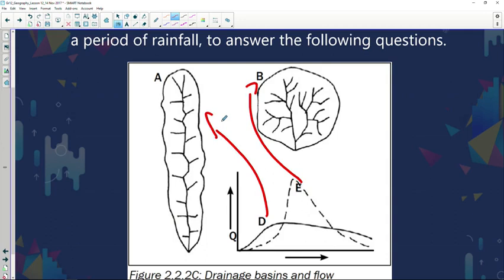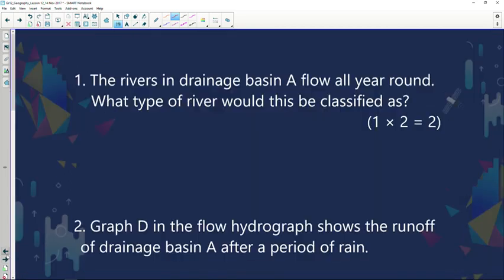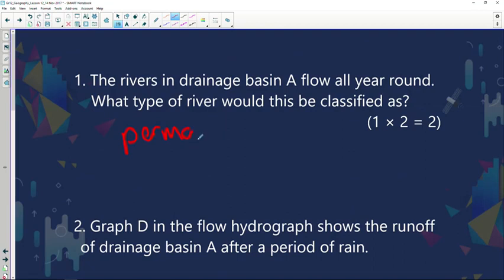So let's just quickly look at the questions that follow. The first question states, the rivers in drainage basin A flow all year round. What type of rivers would this be classified as? Can you remember, this year we've learned about permanent rivers, exotic rivers and periodic rivers. So if we look at drainage basin A, it's a solid blue line. It's definitely going to be a permanent river.